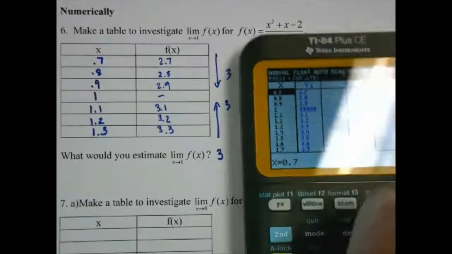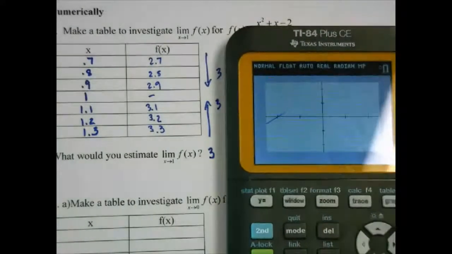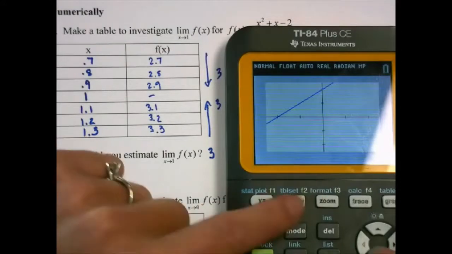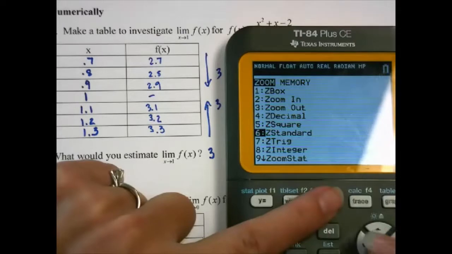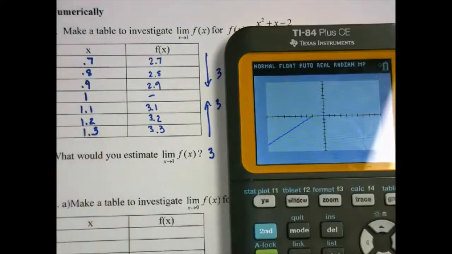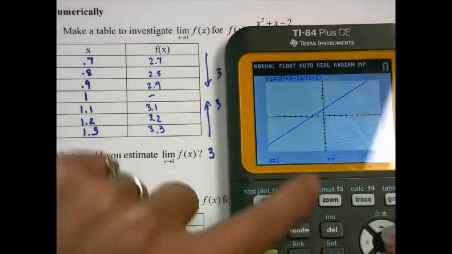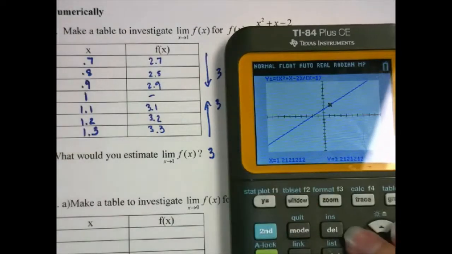To confirm graphically, we'll just go to the graph. And my window's not big enough to see that, so I'm just going to go to a standard window. So zoom standard gets me to a -10 to 10 window. And if I trace to 3, or trace to 1, okay, it doesn't exist, there's nothing there, but if I go to the left and to the right, it sure looks like it goes to the same place.